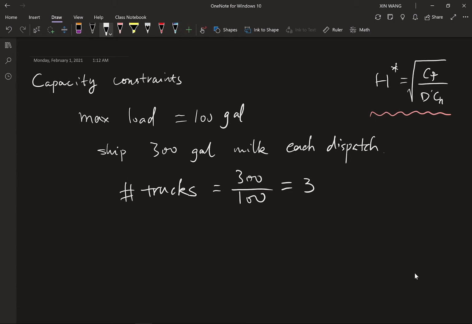Remember, we have our fixed cost, which is related to the stopping cost and the mileage cost. If you have a load which is higher than the max load of a truck, then you need to send multiple trucks. So the fixed cost will be multiplied by the number of trucks, and the total transportation cost will be adjusted based on the number of trucks.